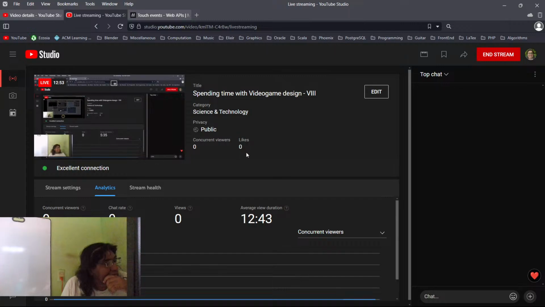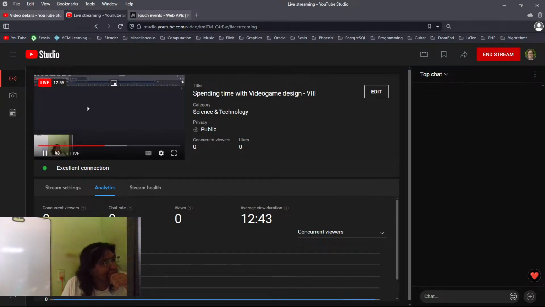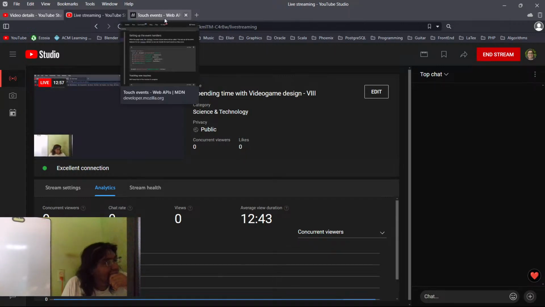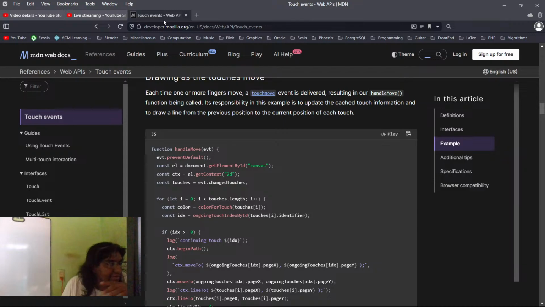Yeah, to see. Oh, this thing is way behind. Hopefully, you're able to see me. Going to concentrate and read. Its responsibility in this example is to take a cached touch information and draw on the current location of its touch.